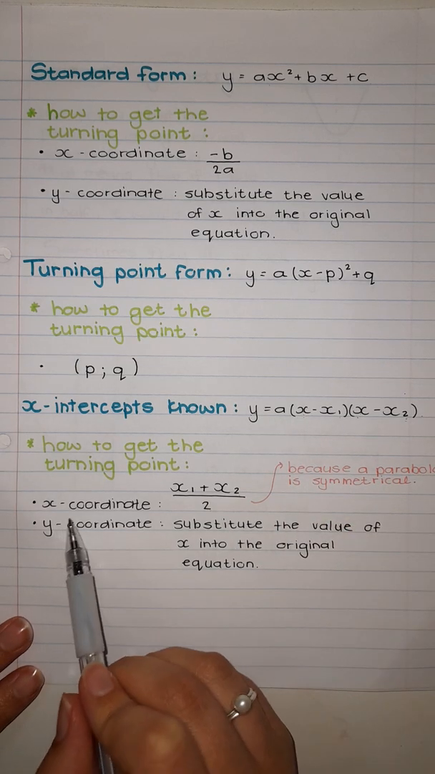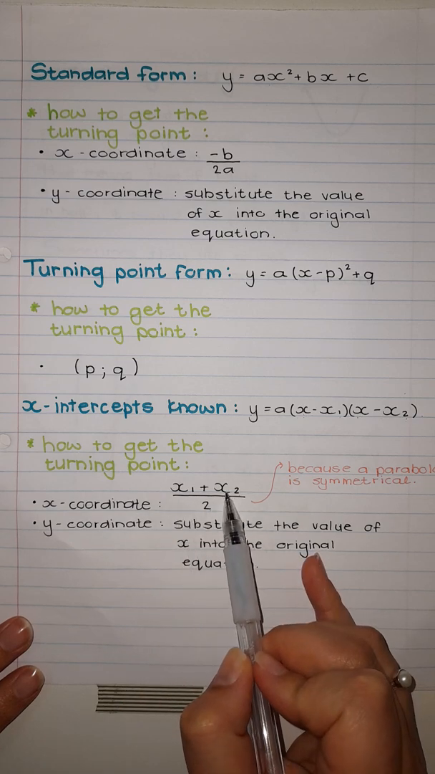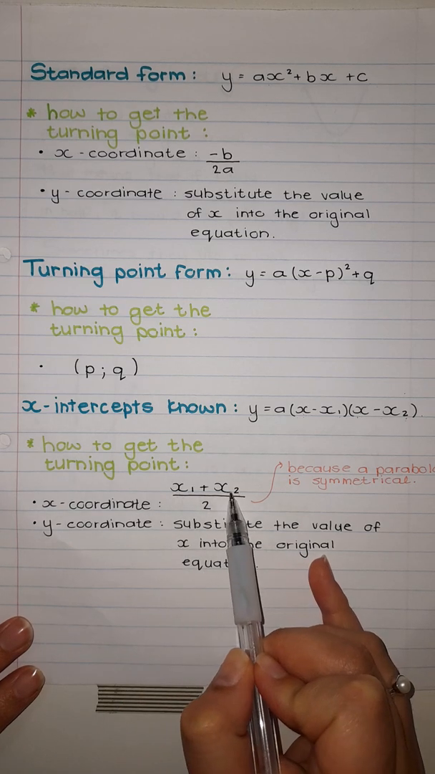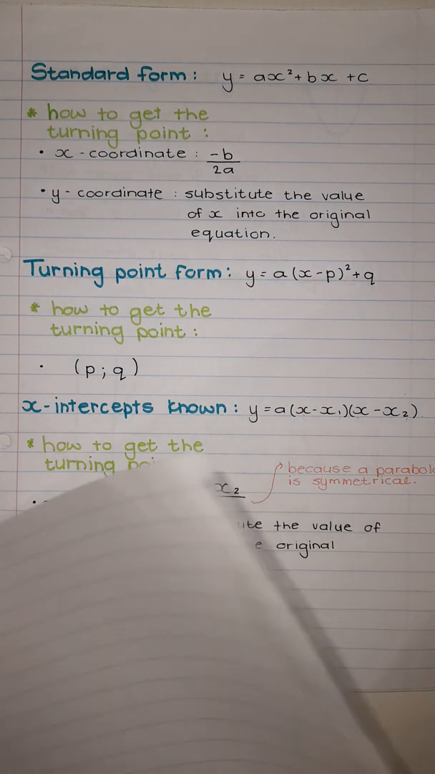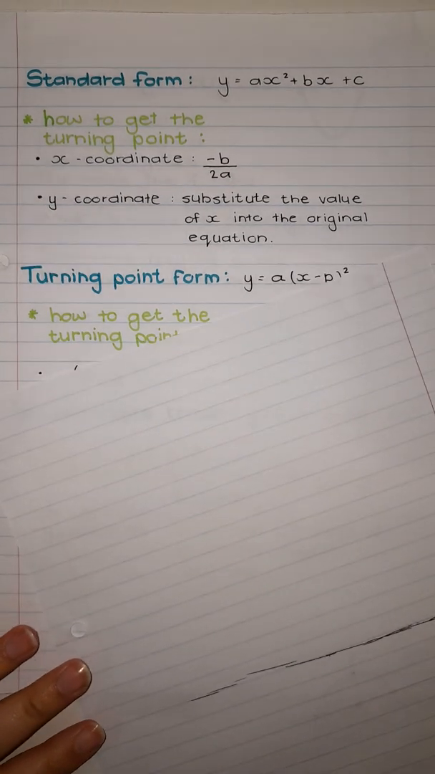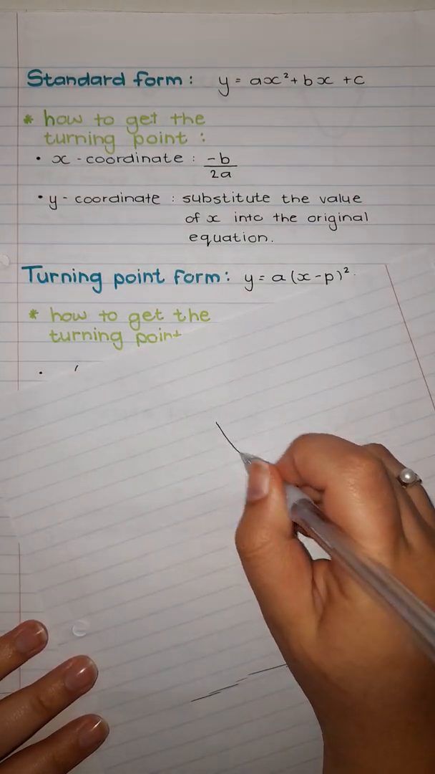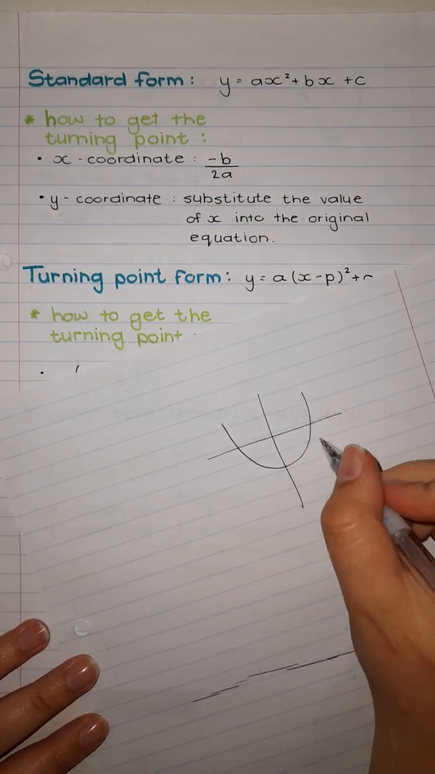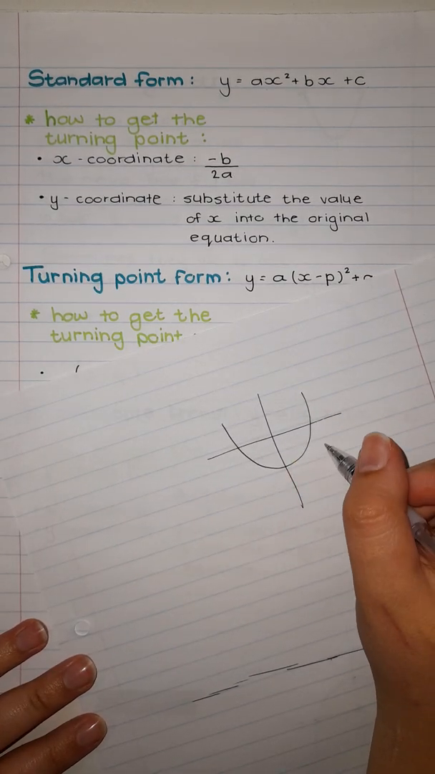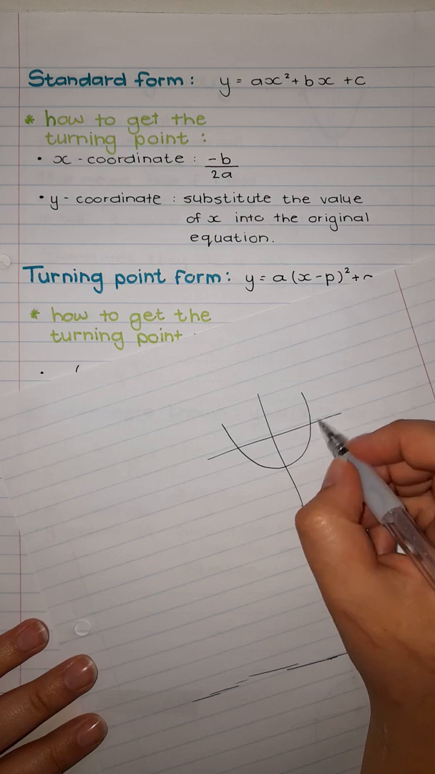Now when my two x coordinates are known, I can add them together and divide by 2. So for that, I have a simple answer for x. If I draw a rough parabola over here, we know that it is symmetrical, and I'll talk about our axis of symmetry in a little while.